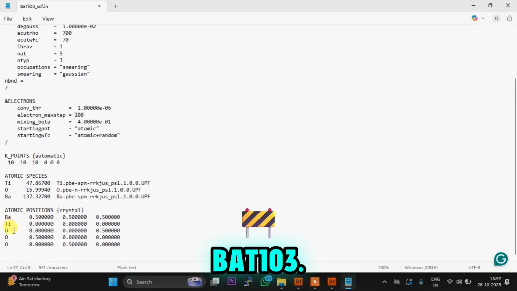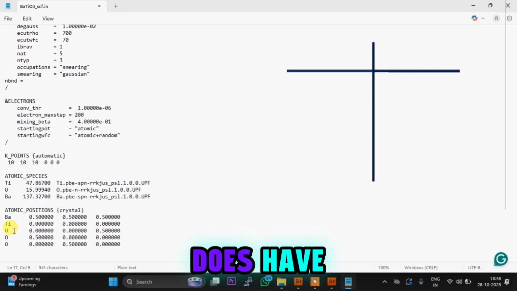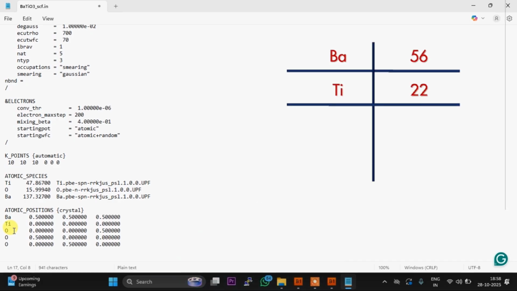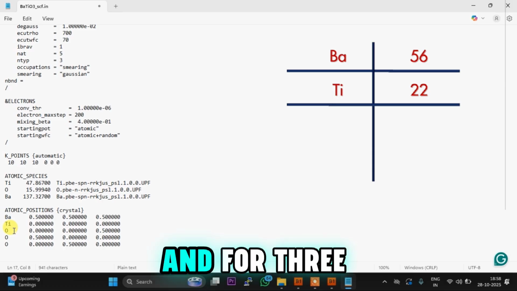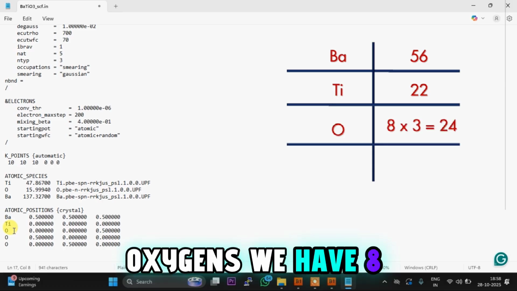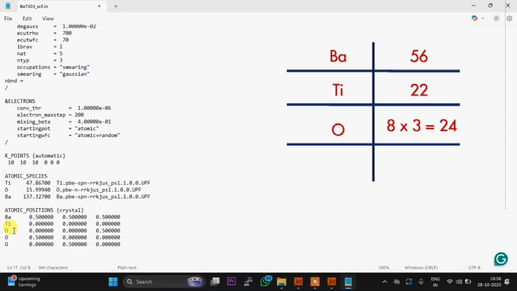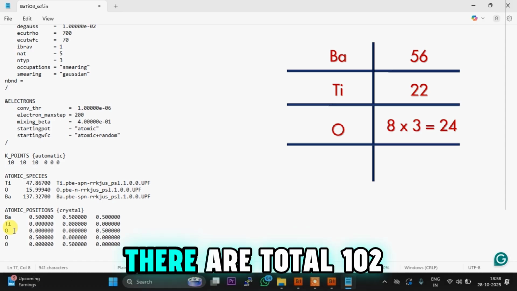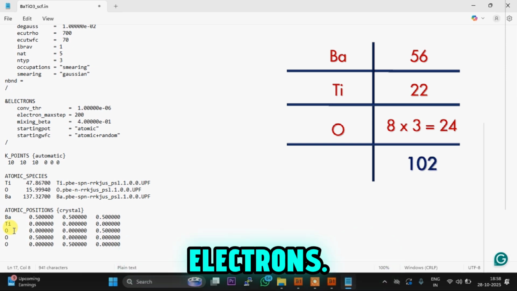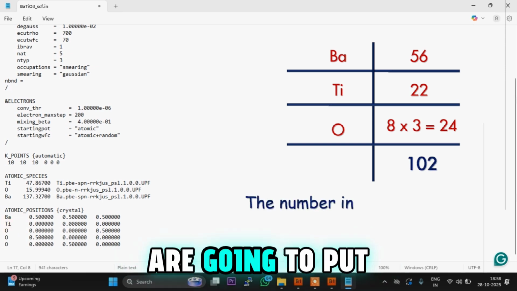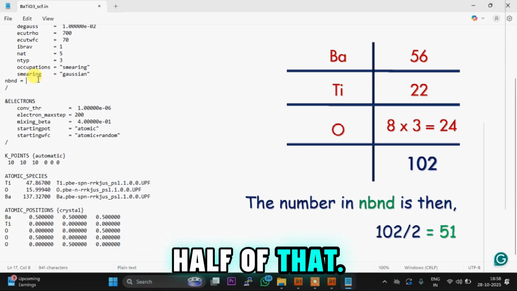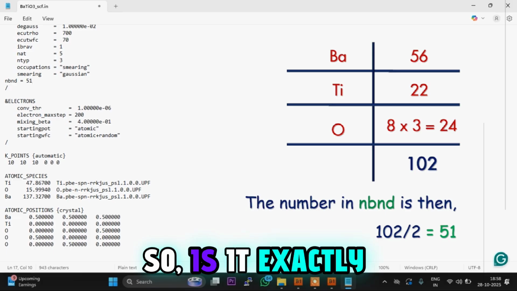That is BaTiO3. Now, barium has 56 electrons. Titanium has 22 electrons. And for 3 oxygens, we have 8 into 3, that is 24 electrons. Okay? So, in totality, there are 102 electrons. The number that we are going to put here is actually half of that. So is it exactly 51?